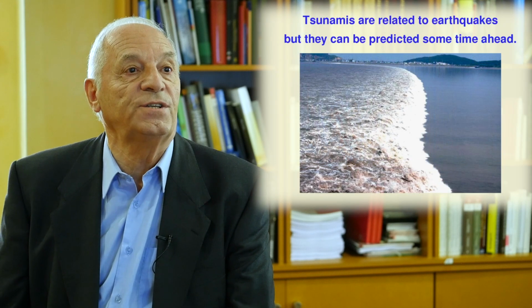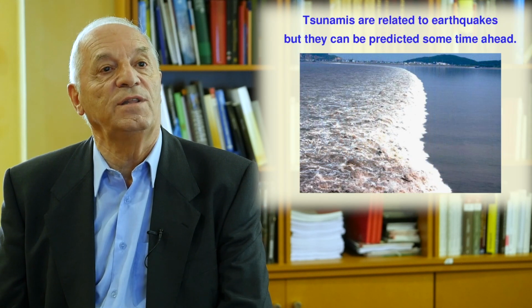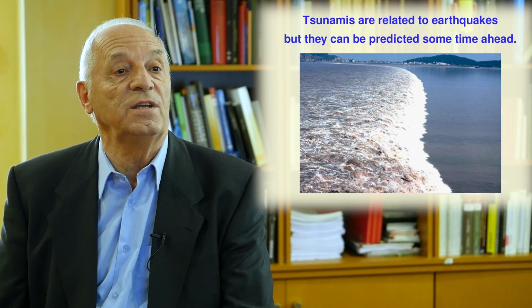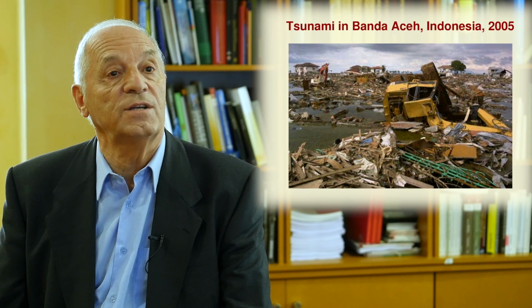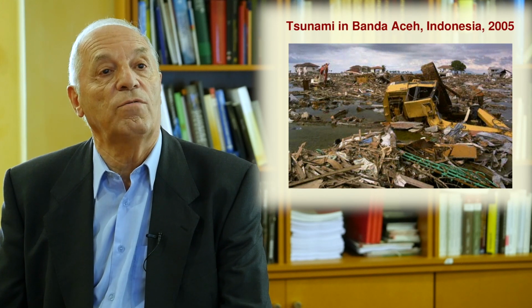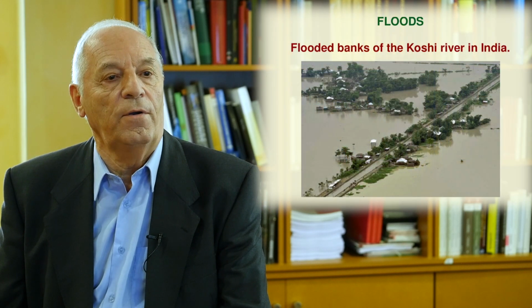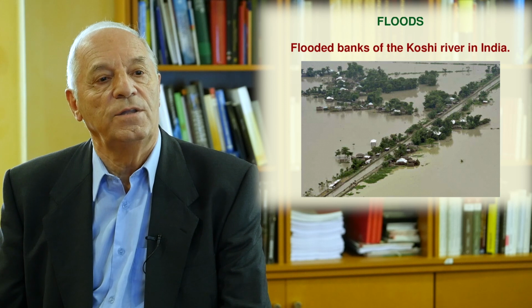It is clear that extremes appear in natural calamities and disasters. For example, tsunamis, as you can see in the picture. This is what happened after a tsunami in January in 2005 in Indonesia. This is the flood that occurred in India in the Kosi River.